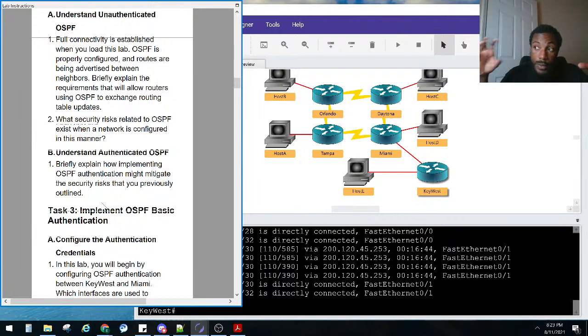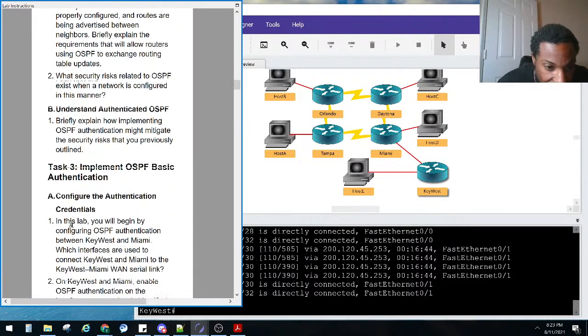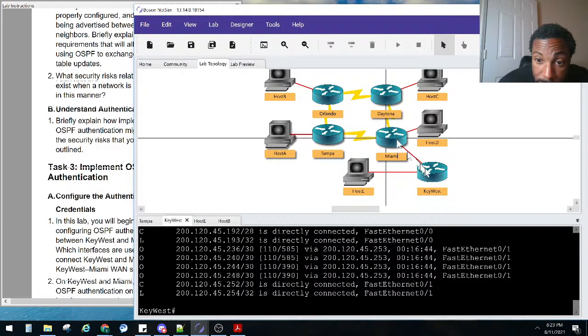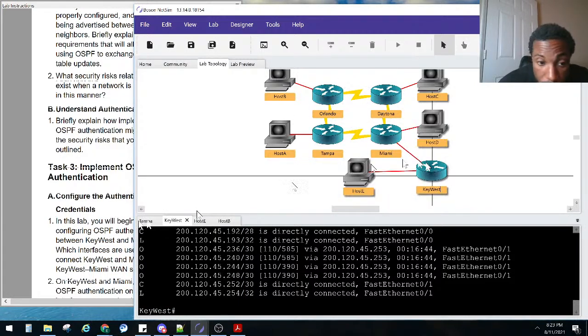So we got a router here, we got a router here. If this router has authentication set up, then this router has to have authentication set up in order for them to become neighbors, right? So in this lab, you will begin by configuring authentication between Key West and Miami, which is what I was pointing at right here. So don't get intimidated by all these routers and stuff. Just focus on these two guys right here.